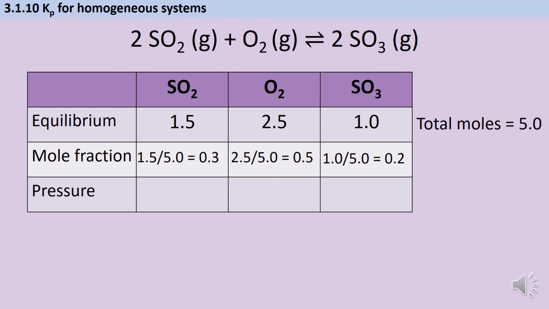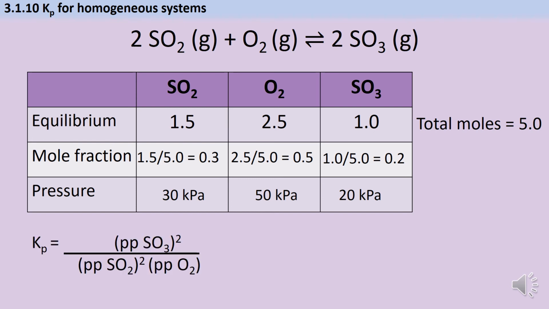And then we said that the pressure for the entire system was 100 kilopascals. So I multiply each of these by 100. So I get 30 kilopascals, 50 kilopascals, and 20 kilopascals. And if at this point I wanted to check, I could add all those up, and yes, they do still come to 100, which they should.